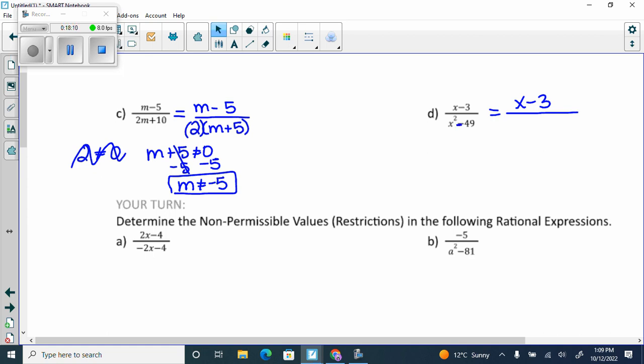So it has the difference sign, which we need. The square root of x squared is x. Square root of 49 is 7. So I'm going to get x plus 7 and x minus 7.